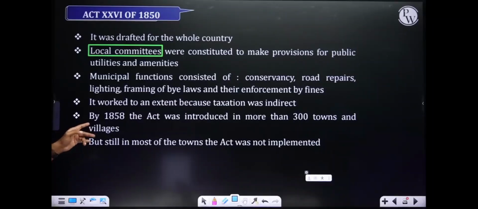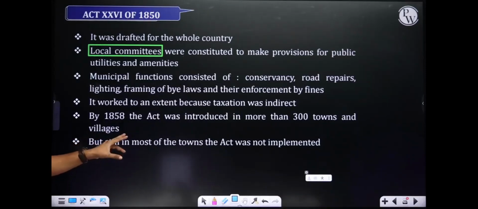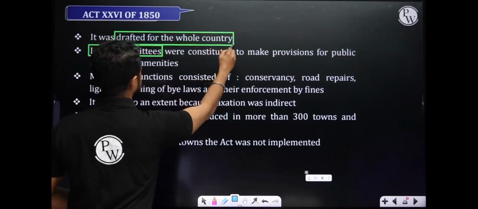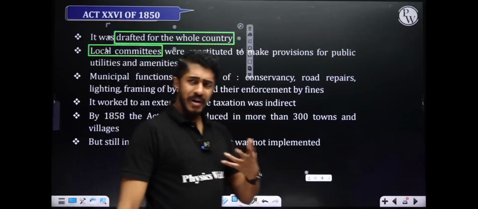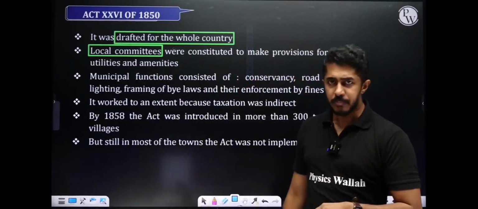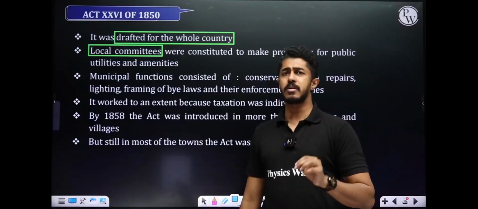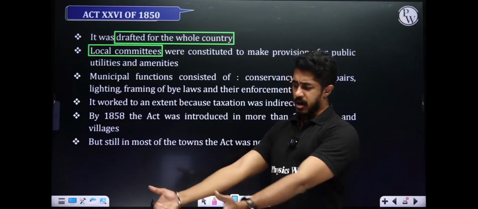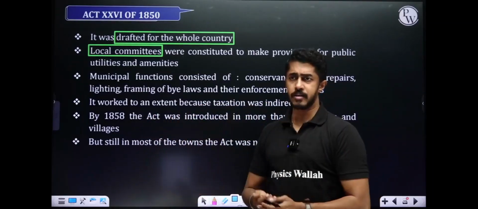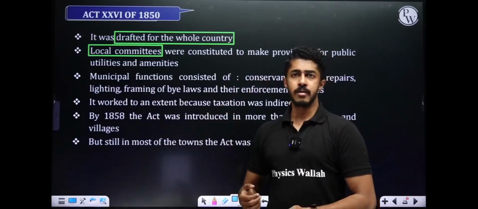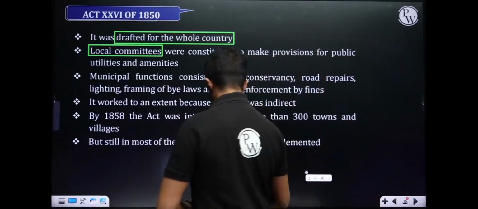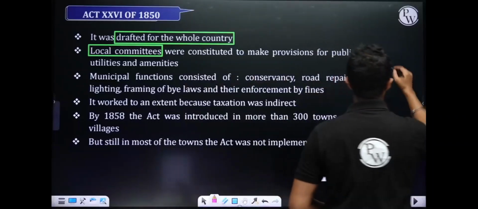By 1858, the act was introduced in more than 300 towns and villages, but still, in most of the towns, the act was not implemented. There was no interest from the side of the people. And again, the same thing. Provincial government was like, why should I give away my powers to local government? If all the work is being done by village panchayats and municipal councils, then why am I here? Getting the point? This is the same issue we are having even today.